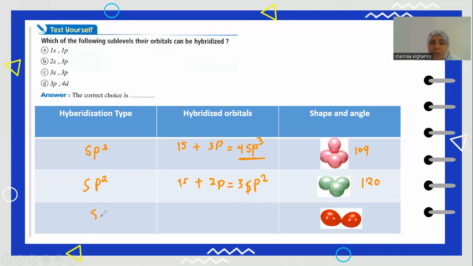Finally, sp hybridization. 1 orbital of S and 1 orbital of P to get 2 hybridized orbitals. All of them have the same name, which is sp hybridized orbital. It takes the shape of linear, which has angle 180.